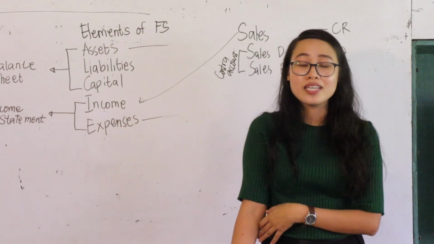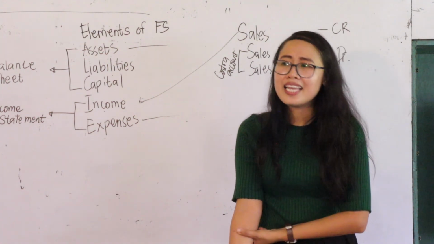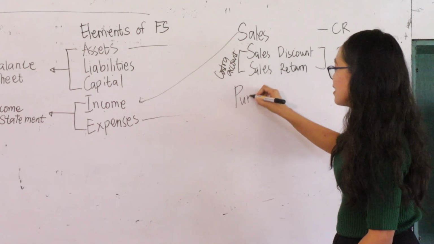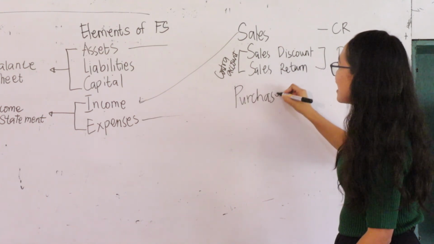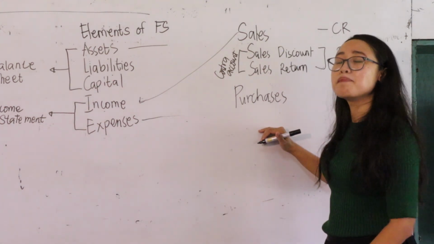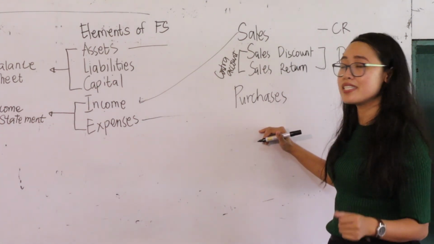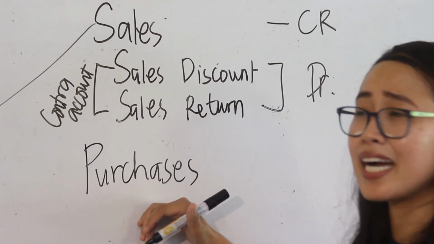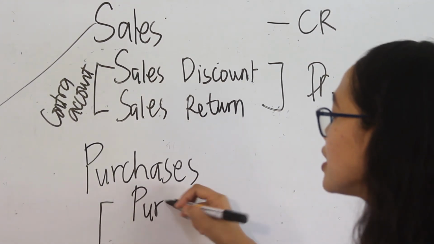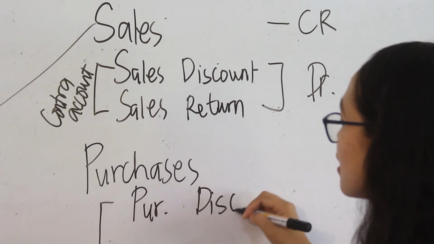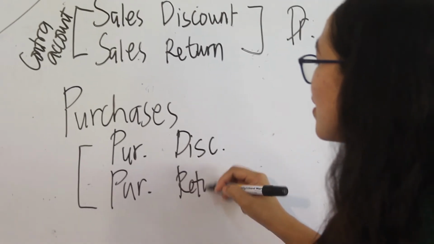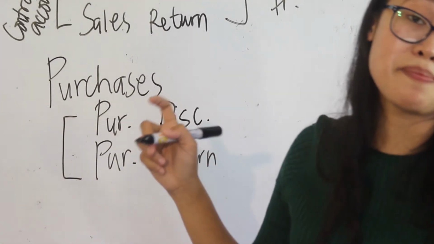That's why it will be on the debit side. And another is purchases. What we learned last semester, purchases is under the periodic inventory system. So we have the purchases account, and we also have contra purchases accounts, and those are purchase discounts and purchase returns. Actually, purchases is an expense.